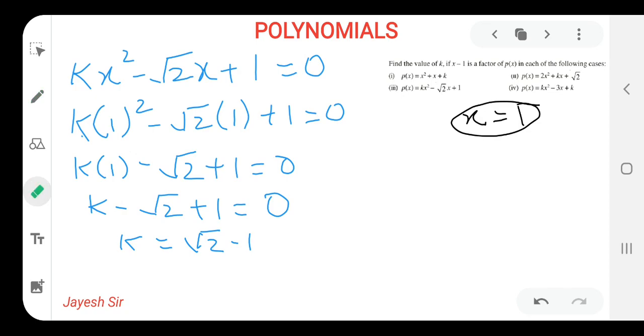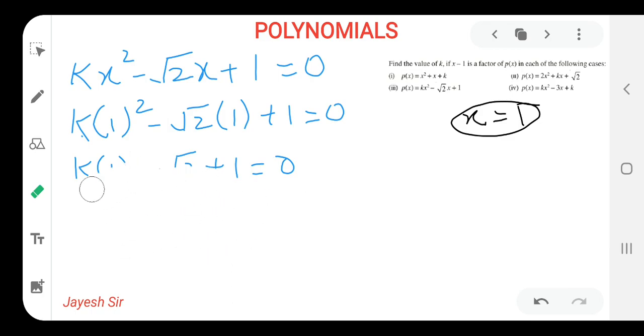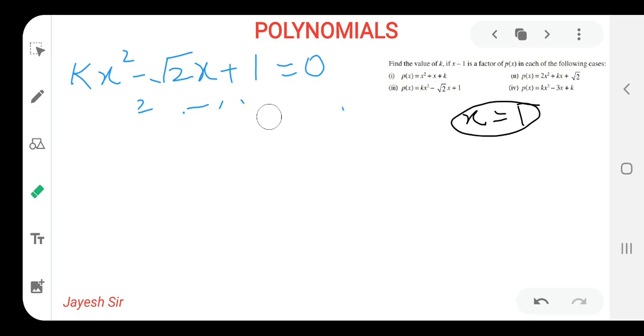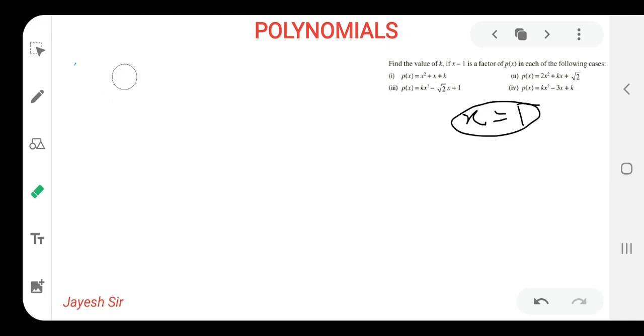So let's solve the fourth sum. So here now you can pause the video and try to solve the fourth sum on your own, as it is very easy, friends. I hope you won't be facing any difficulty in solving this type of sums, as they are very easy. So let's begin with the fourth sum. kx square minus 3x plus k. Yes friends.